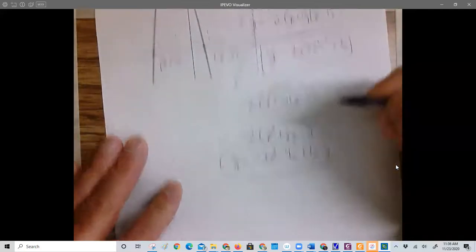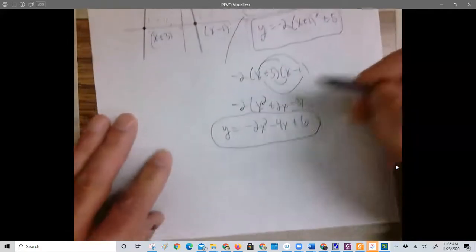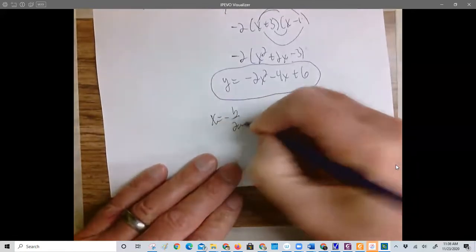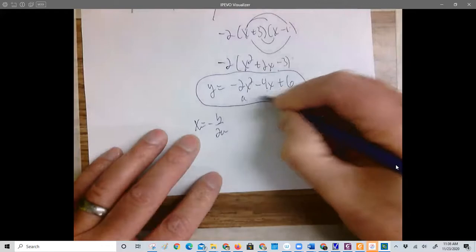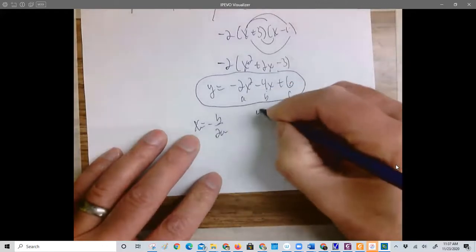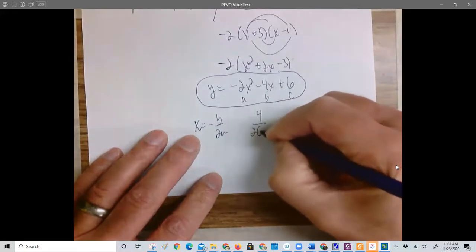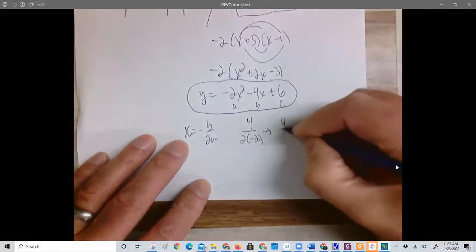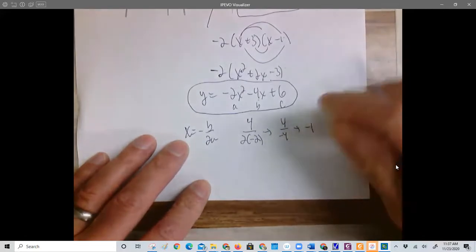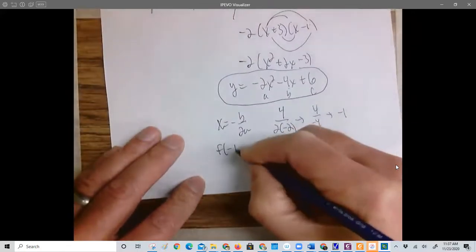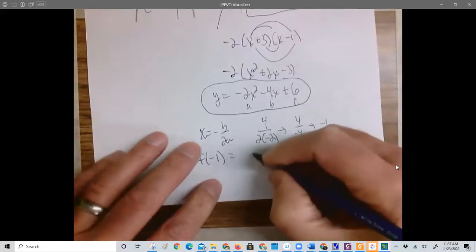Now, what if we couldn't get the vertex form so easily as we did up here? Well, then we're going to use the x equals -b over 2a trick. So remember, this is a, b, c. So -(-4) is +4 over 2 times -2. Well, isn't that 4 over -4, which is -1? Notice that's the same thing we got there. And then we're going to evaluate this function at -1 to find the y coordinate.